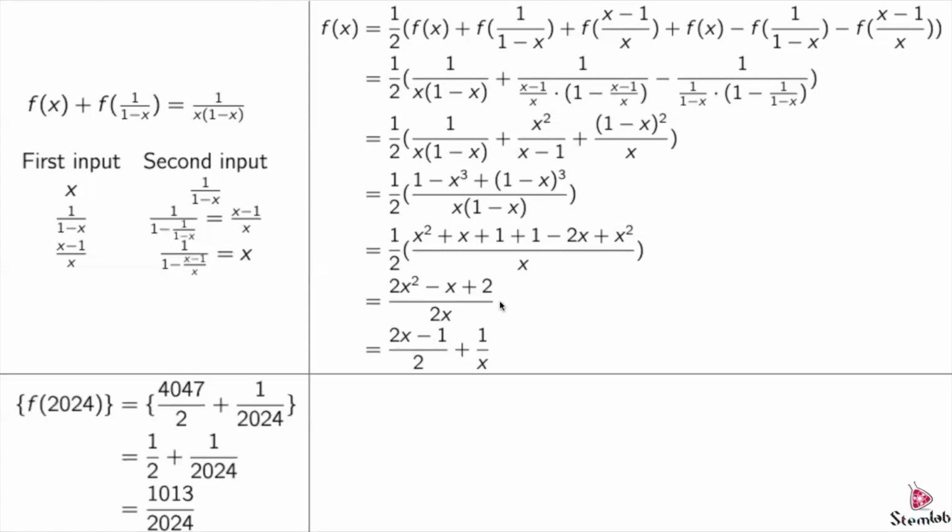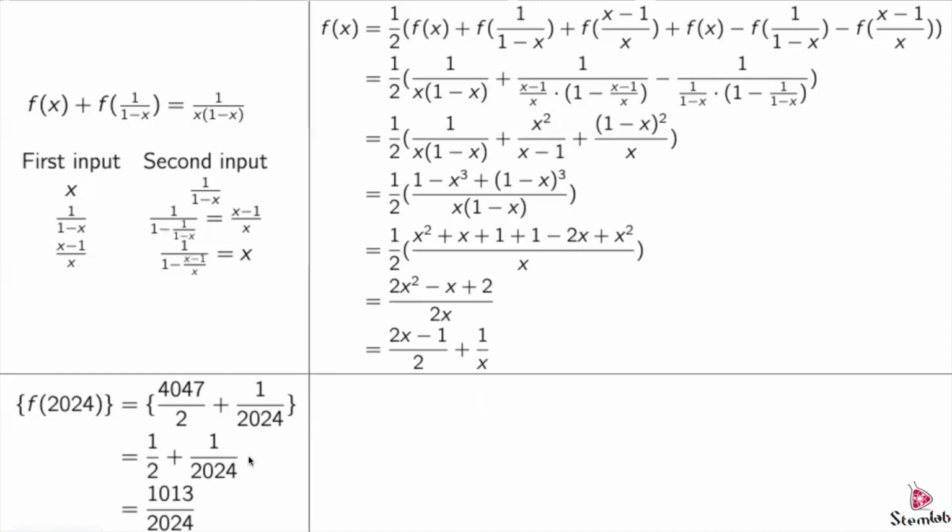So what we really just need is the fractional portion of this if x was 2024. So the fractional portion of f of 2024 must be the fractional portion when we plug in 2024 to this. So twice 2024 minus 1 is 4047 over 2. That's the first expression, plus 1 over 2024. The fractional portion of the first one is a half. The fractional portion of the second expression here is just 1 over 2024. The sum is less than 1, so we can just leave it here as the fractional portion.